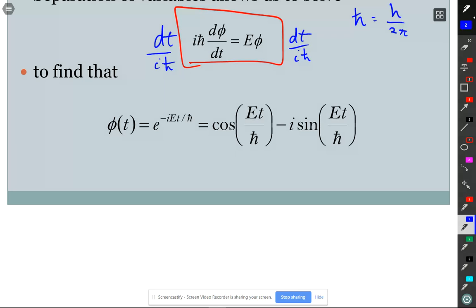So given this relationship now, multiplying both sides by dt, and dividing by i h bar, we have d phi is equal to E phi dt over i h bar. Now I have t on the right-hand side, but I still have phi on both sides. So how do I get phi by itself? How do I move phi to the left-hand side?